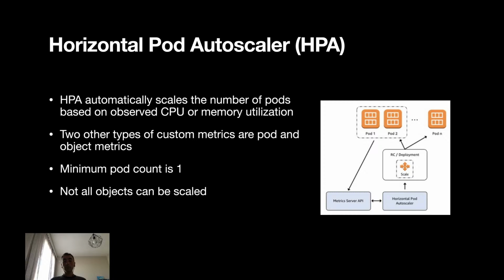In case pods report high CPU load, the horizontal pod autoscaler will add more pods and scale the number of pods. Minimum pod count is 1, so you can't scale to 0. There should be at least 1 pod running, and not all objects can be scaled. So not all Kubernetes objects. There are 2 other types of custom metrics, pod and object metrics.